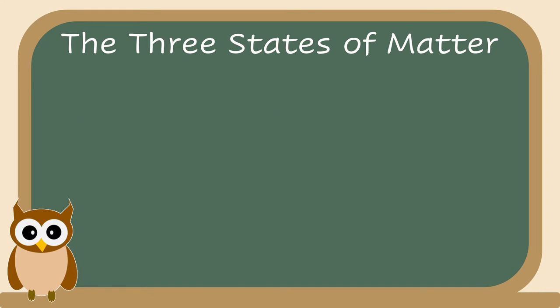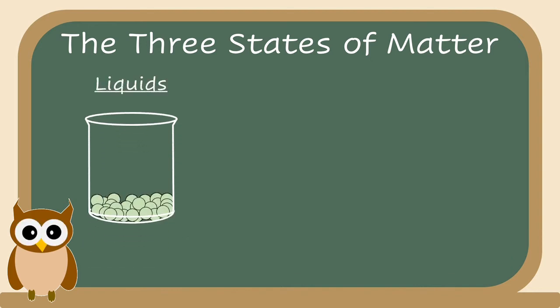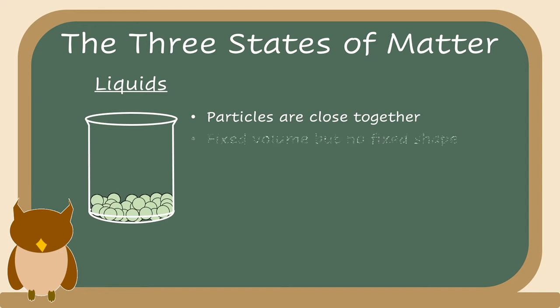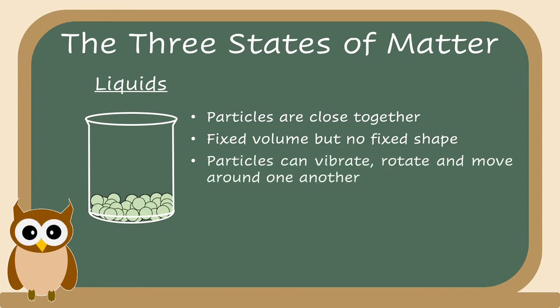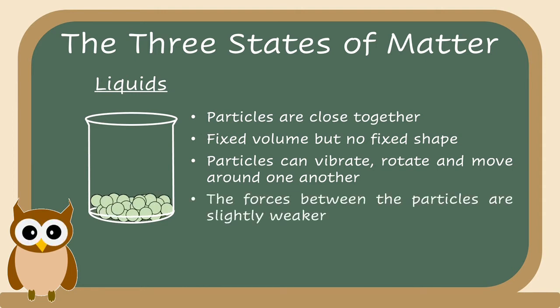As for liquids, the particles are still close together and they are still in a fixed volume, but the shape is not definite. Like water in a glass, the volume is unchanged, but the liquid takes the shape of the container that it's in. This is because the particles are vibrating, rotating and moving around one another, but the forces are still strong enough to keep them together.